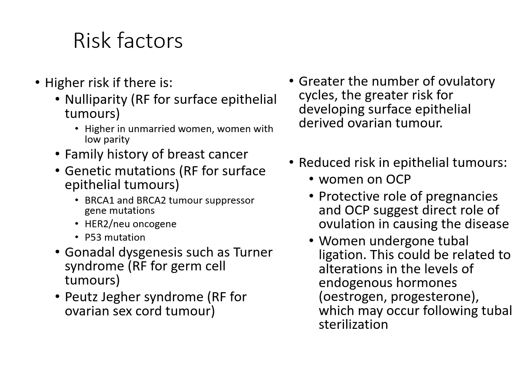The risk factors for ovarian tumors include nulliparity. There is a higher risk for ovarian tumors to occur in unmarried women and women with low parity. Another risk factor is family history of breast cancer and genetic mutation. Genetic mutations such as BRCA1 and BRCA2, HER2/neu oncogene, and P53 mutation is a risk factor for surface epithelial tumors. Gonadal dysgenesis such as Turner syndrome is a risk factor for germ cell tumors, and Peutz-Jeghers syndrome is a risk factor for ovarian sex cord tumors.